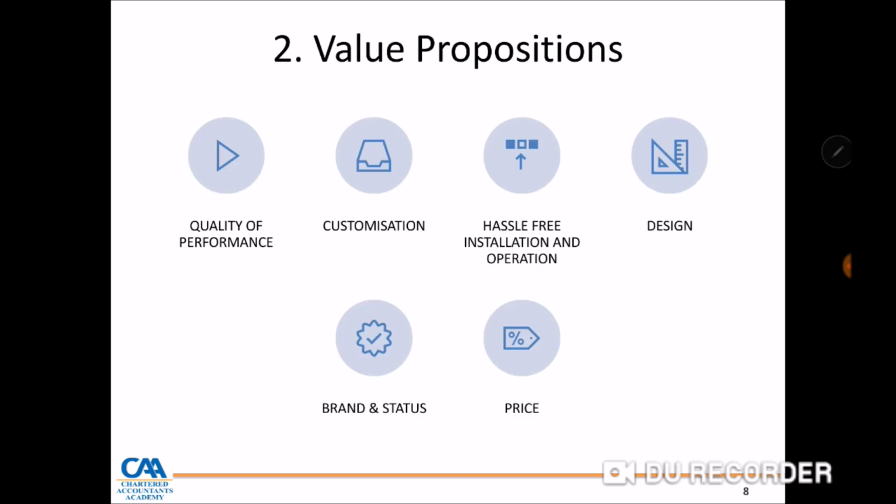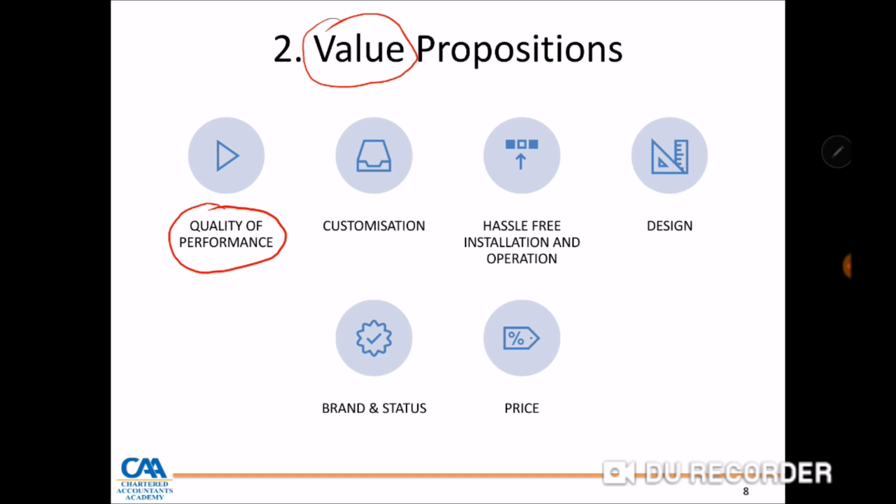Then the next building block is the value proposition. I find that most businesses were started based on a problem that needed to be solved. So in other words, when a customer is coming to us, what value are we giving to the customer? Value propositions can come in a variety of ways. Some can say we are guaranteeing quality of performance.